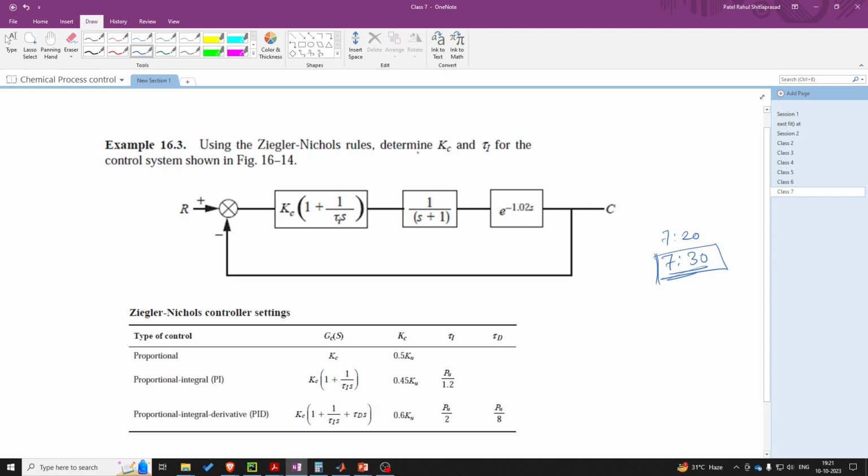In the question you have been asked to find Kc and tau I, that is you have to use these two correlations. The first one is you have to find Ku and the second one is you have to find Pu, and then you can use this correlation. Pu is nothing but 2 pi upon omega C0, where omega C0 is the gain crossover frequency. That you have to find using the Bode stability criterion. Once you have this omega C0, then you can also find the amplitude ratio, and from that you can just equate it to 1 and find the value of Kc, and that you can use over here to find the ultimate gain Ku.